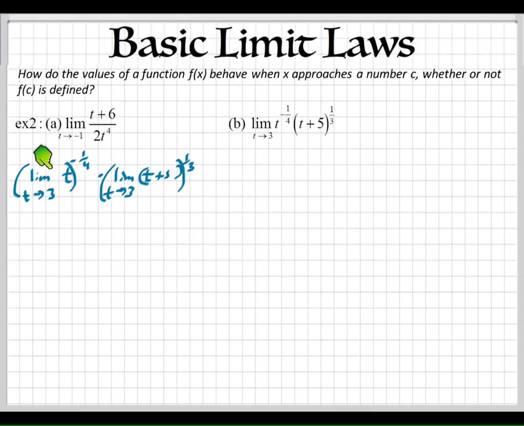I can't split up this one anymore. This one I can still split up, but I guess I should write it out. So the limit of t as t approaches 3, and this one has a negative 1/4 on the outside. And then this one I'm going to split up on the inside. I'm going to have the limit as t approaches 3 of t plus the limit as t approaches 3 of 5.